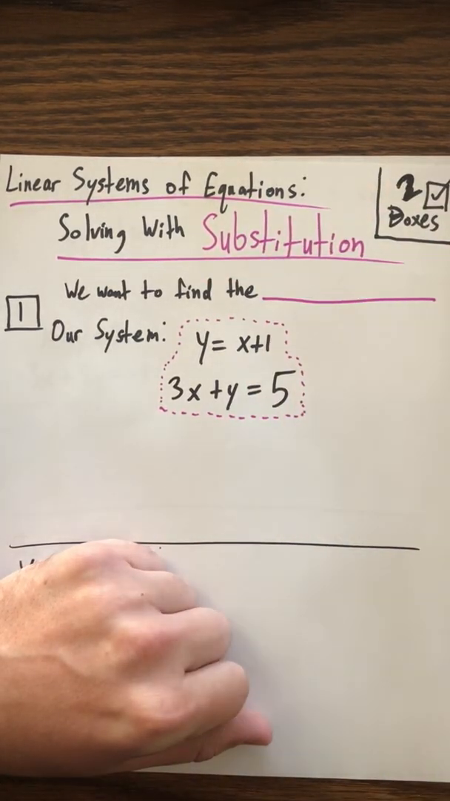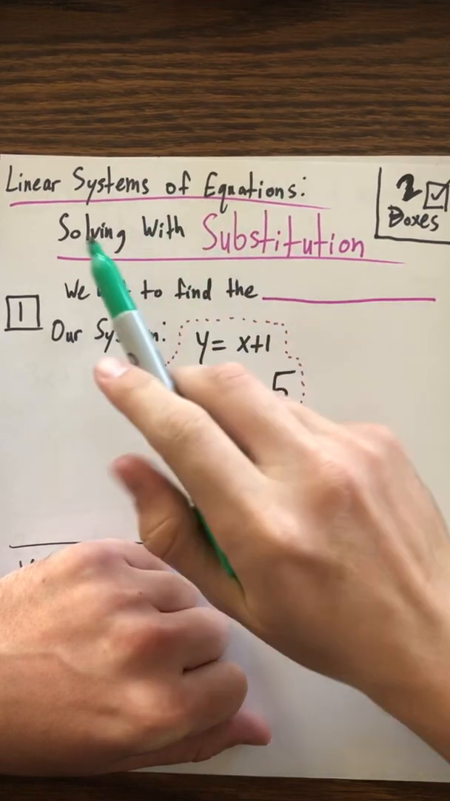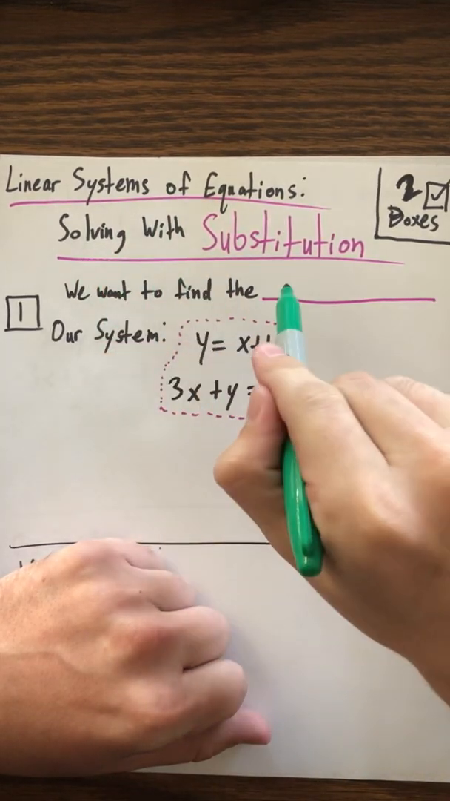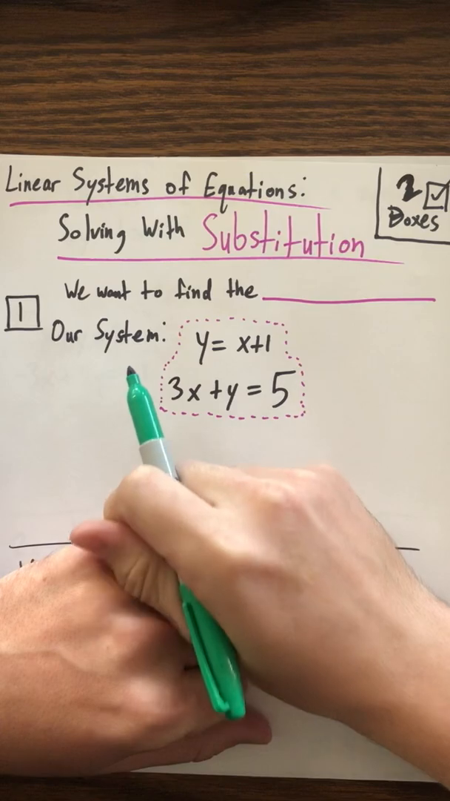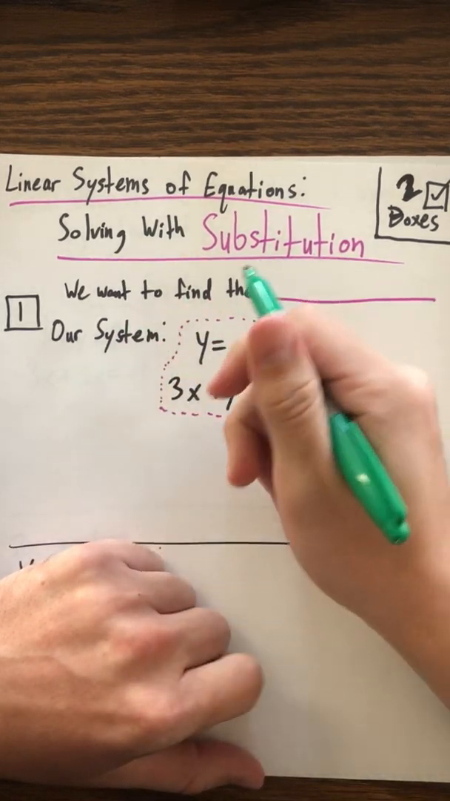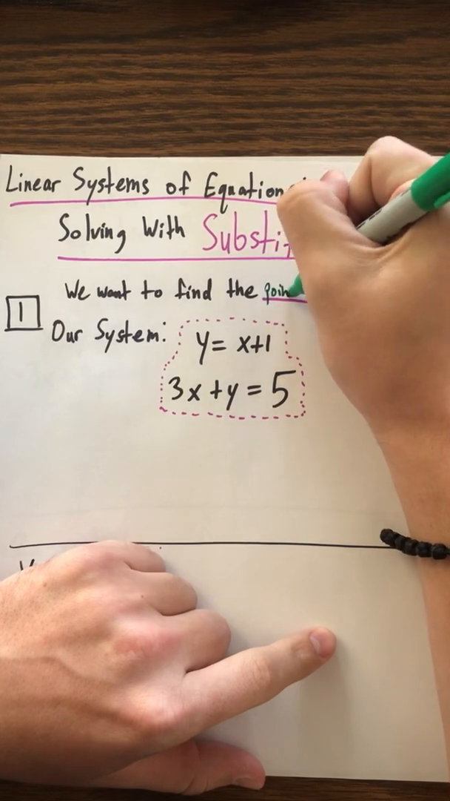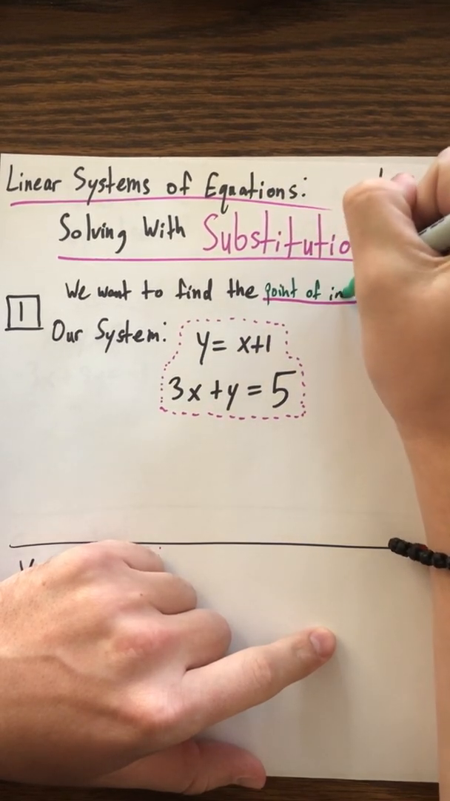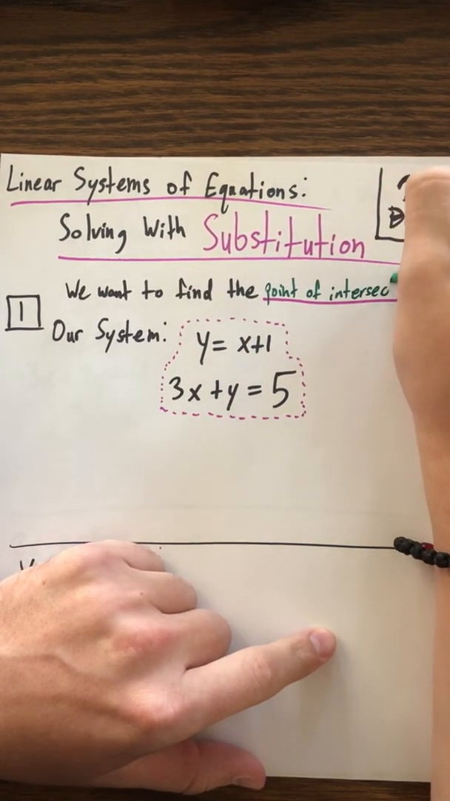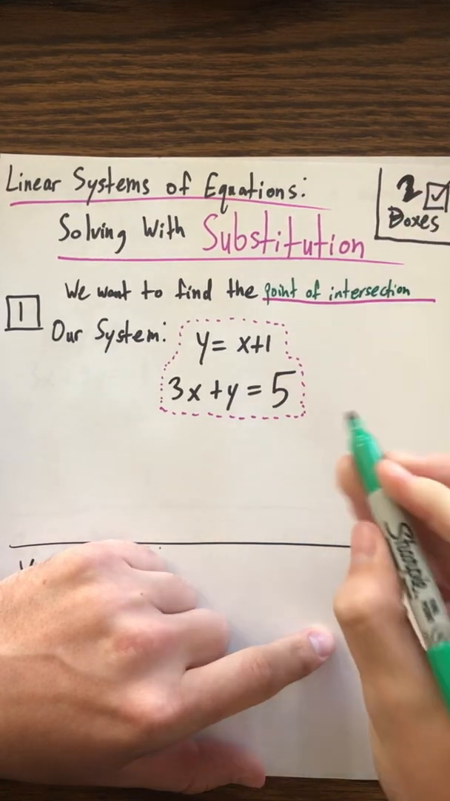So, today we're going to be talking about linear systems of equations, and we're going to talk about how to solve them using substitution. As you might recall from our other ways of solving linear systems, we want to find the point of intersection of two lines represented by the equations in our system.